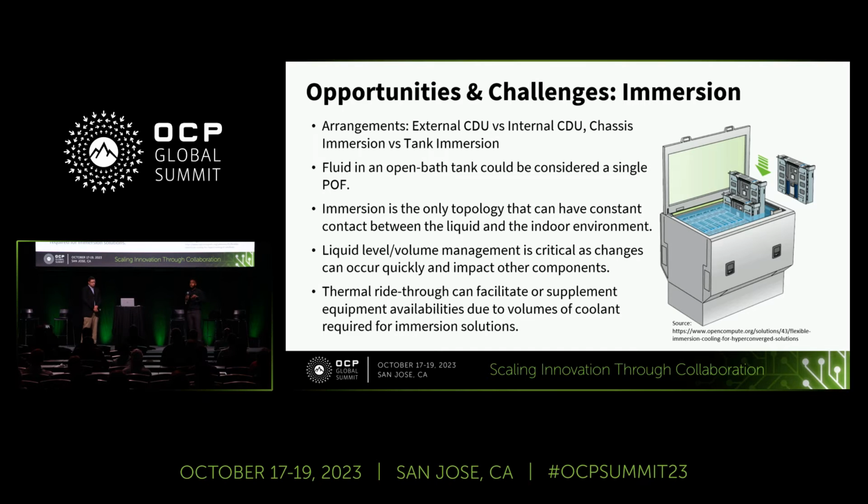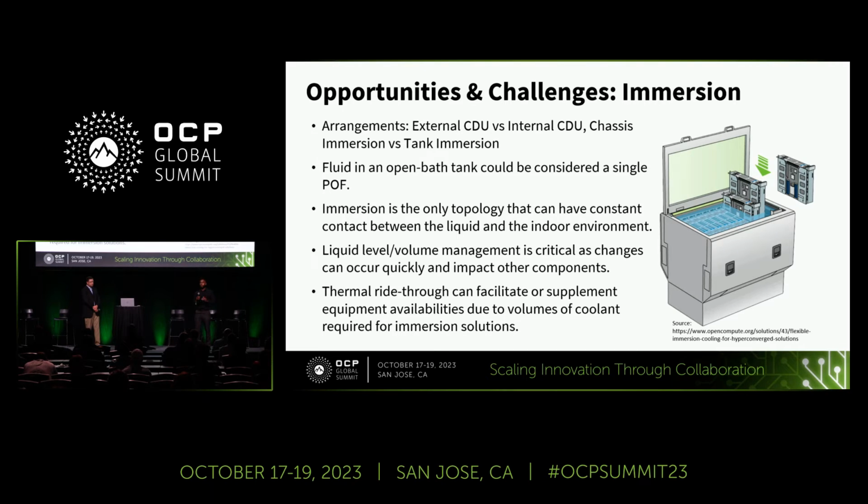Also, the fluid has another characteristic, which is that it is the only topology in which you have constant contact with the air. So you need to be aware that you need to manage your indoor environment as part of that concurrently maintainable philosophy, because it has the potential to impact the fluid that it's in contact with. Thirdly, the liquid volume in the tank can change very quickly as you add and remove components. And immersion, as we all know, works so well because of the contact between the liquid and the components. So if you lose that contact instantaneously, then you defeat the purpose of it. So you need to have really good level control for your tank solutions.